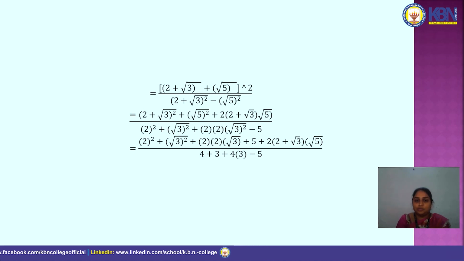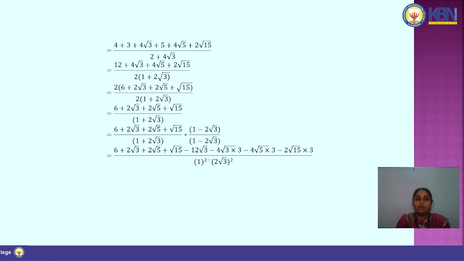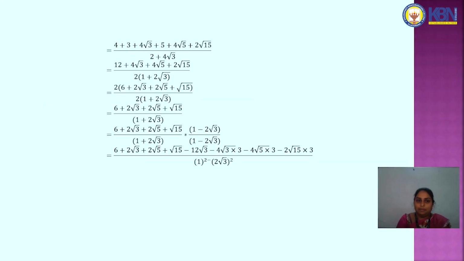And the next one is (root 5) whole square. Root and square get cancelled, then we get 5 plus 2 into (2 plus root 3) into root 5. After solving we get 4 plus 3 plus 4 root 3 plus 5 plus 4 root 5 plus 2 root 15 by, in the denominator we have 2 plus 4 root 3.